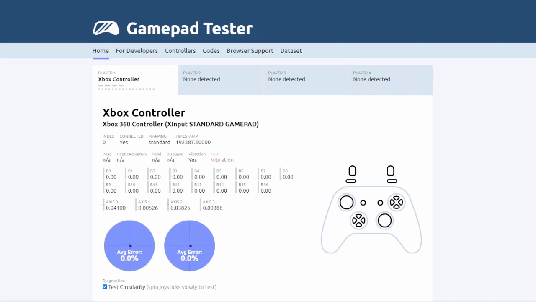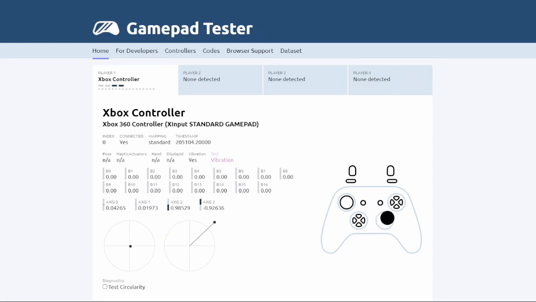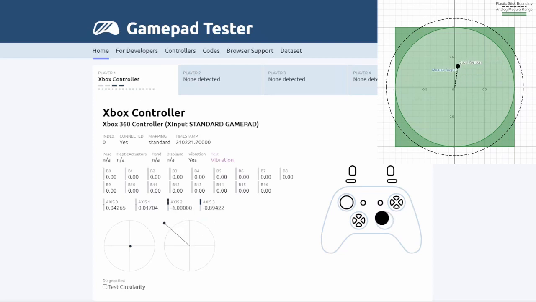But what I want to talk about a little bit is more sort of physical circularity, and what I mean by that is the analog module itself is square-shaped. However, you can't access the full square, the corners of the square. As you can see, tracing this, it's making sort of a rounded square shape. And most players will have this to some degree. And that's because that's the plastic stick boundary that's cutting into the module's range.